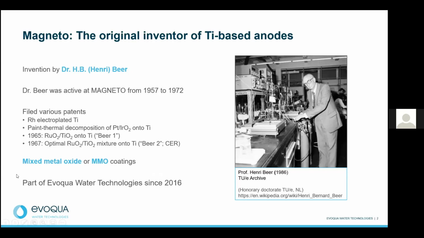In 1967, he improved it a bit further by finding the optimal ratio between the metals in the mixed oxide, and this is sometimes called the Beer 2 in our company. Ever since, as Magneto, we've grown as a company, and nowadays we offer a multitude of different coatings and configurations, which are mostly, again, mixed metal oxides, or as we call them, MMO coatings.